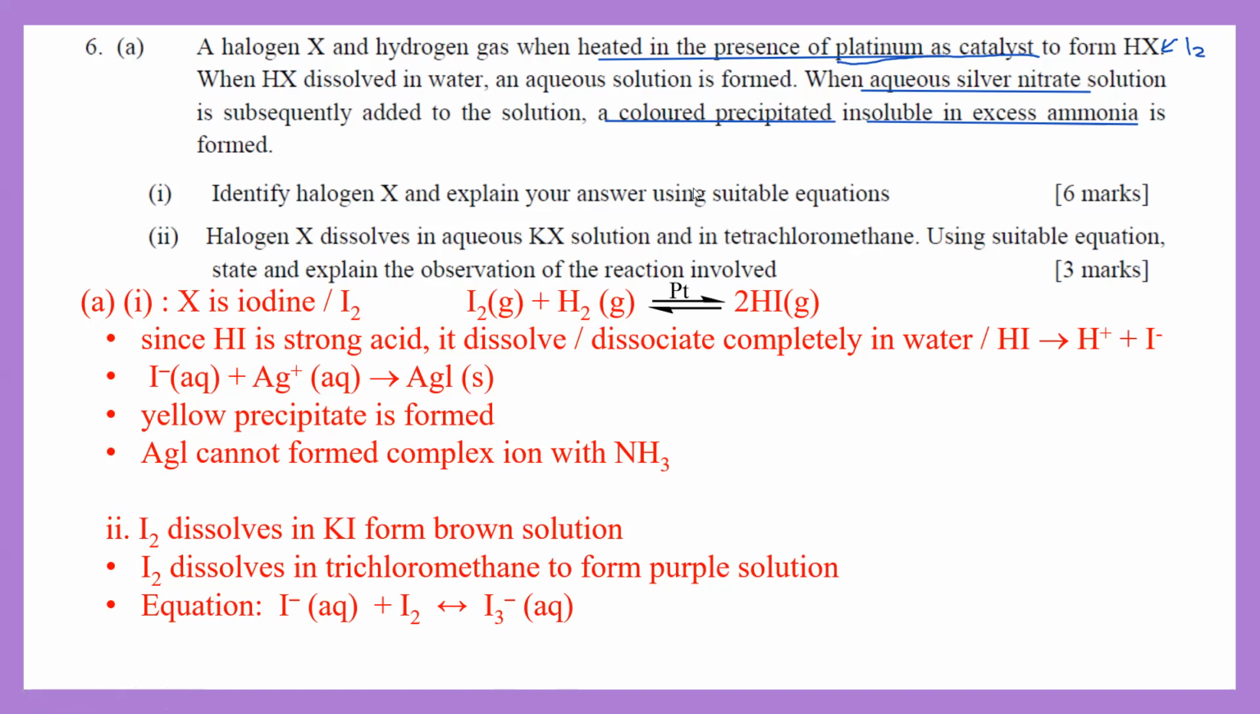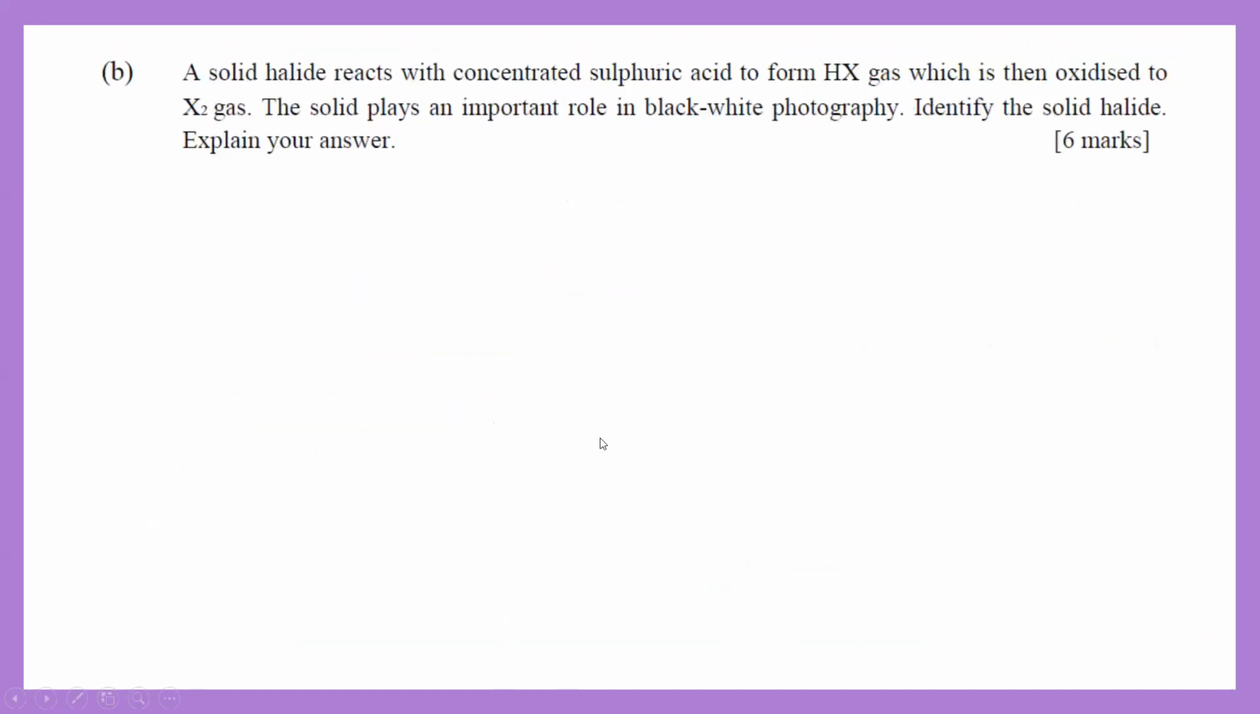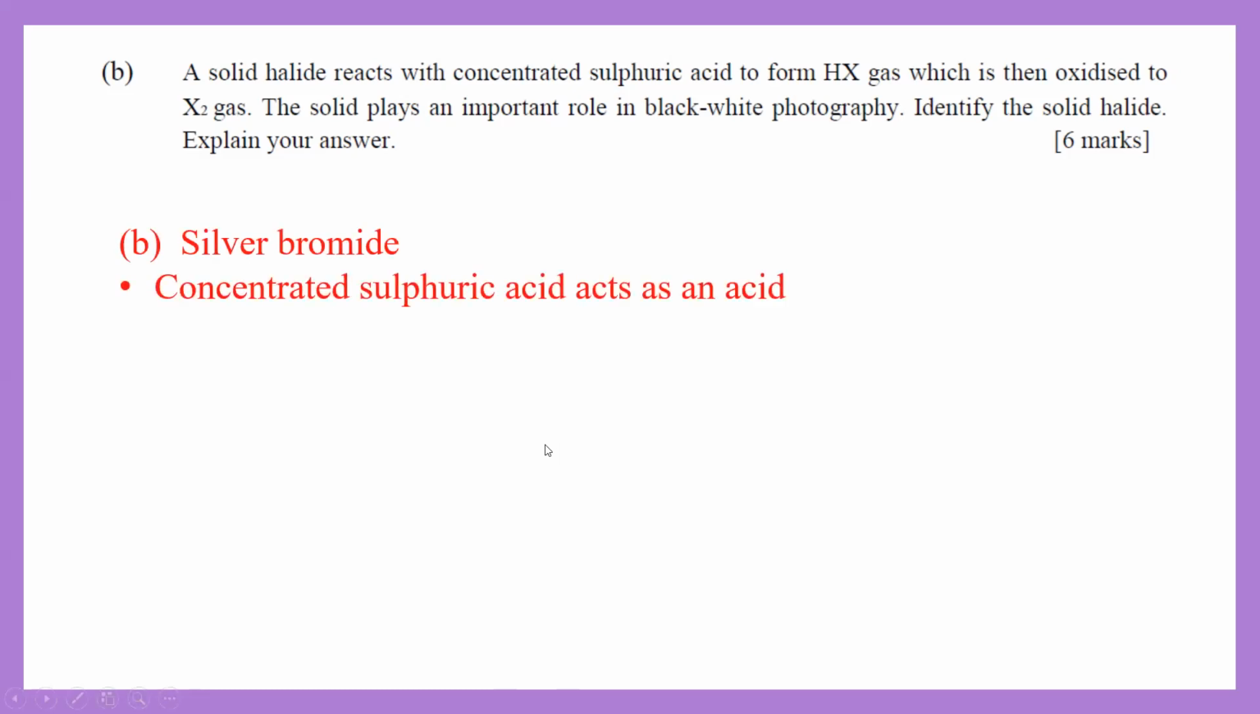Okay, so we go to the next one. 6B. A solid halide reacts with concentrated sulfuric acid to form HX gas, which is then oxidized to X2 gas. The solid plays an important role in black-white photography. Identify the solid halide and explain your answer. They are trying to tell you that it's silver bromide. Concentrated sulfuric acid acts as an acid in the first place, where you have Br minus plus H2SO4 give HBr plus HSO4 minus.